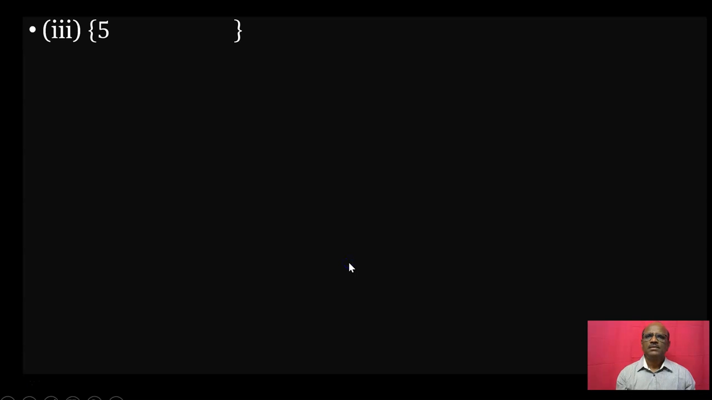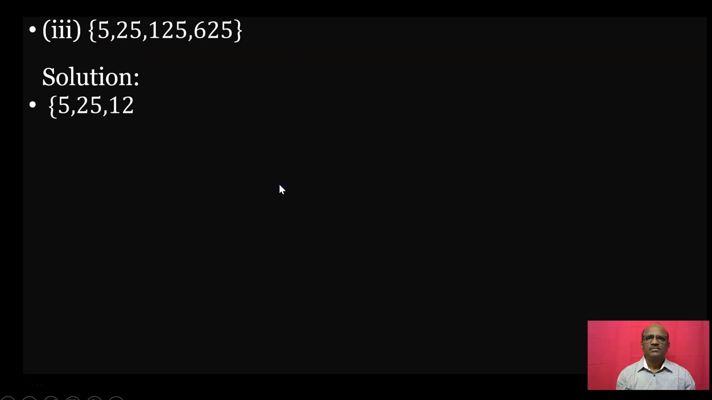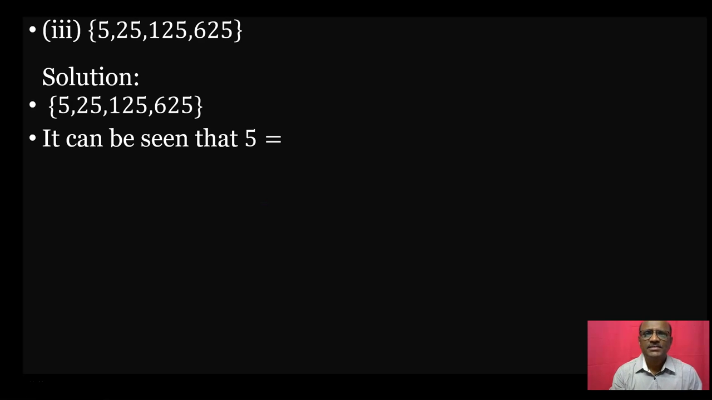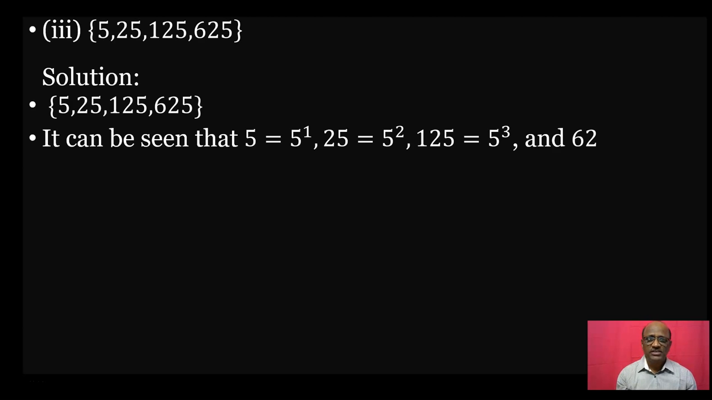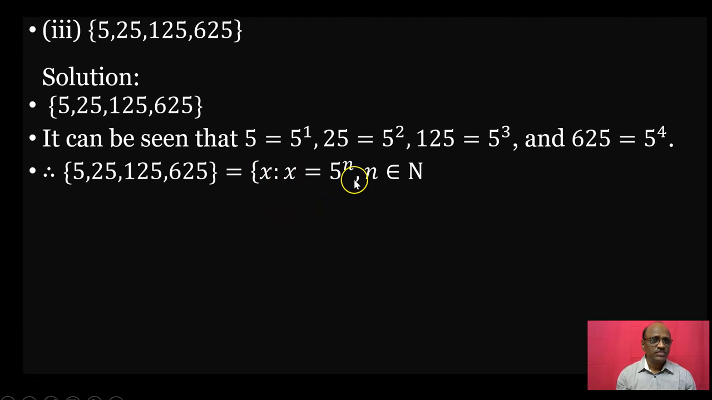Next, now the next question, 5, 25, 125, 625. It can be seen that 5 is equal to 5 raised to 1. 25 means what? 5 raised to 2. 125, 5 raised to 3. And 625, that is 5 raised to 4. And therefore this can be written as x such that x is equal to 5 raised to n, n belongs to the set of natural numbers and n lies between 1 and 4, equal to 1 also and equal to 4 also.